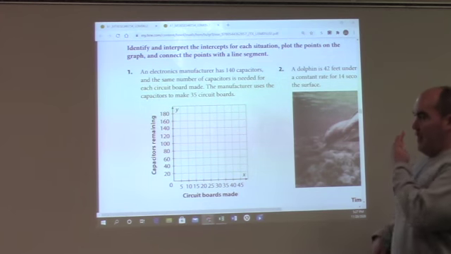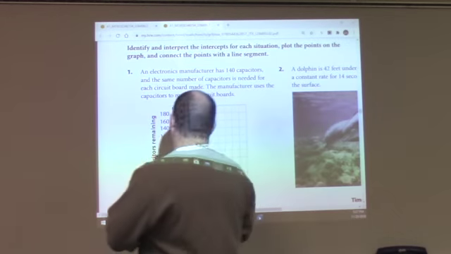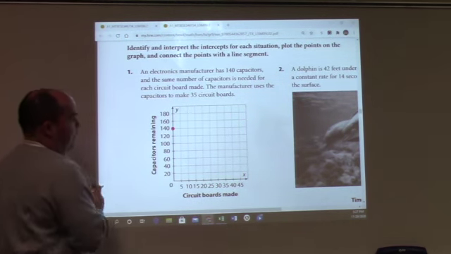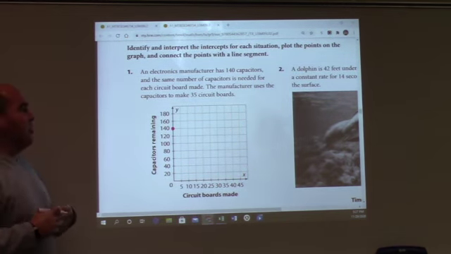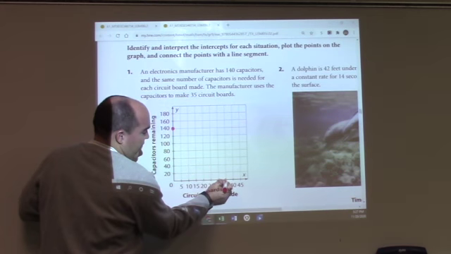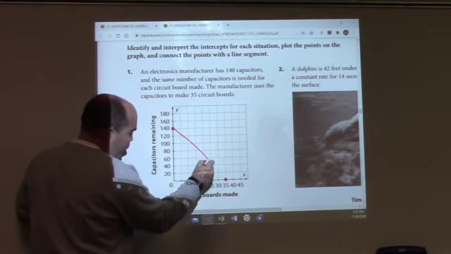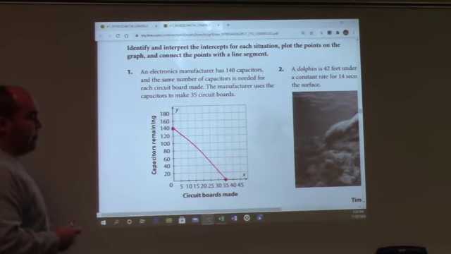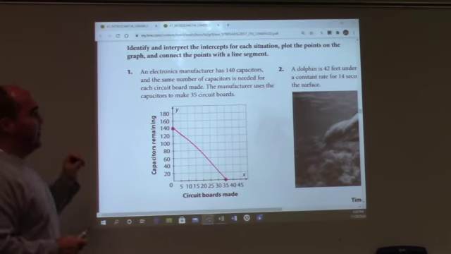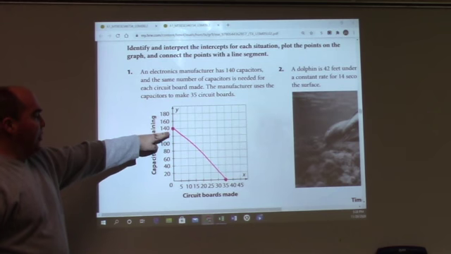Okay, so basically, when they're starting out, it says he has 140 capacitors. So you're going to go right here to 140 and put a point. Then it says the manufacturer uses the capacitors, like uses all of them, to make 35 circuit boards. So you're going to come down here to 35 and put another point. Then you're going to draw your line. So we've got our 2 points on the graph.